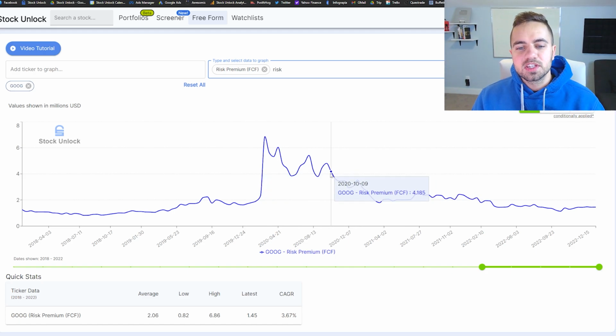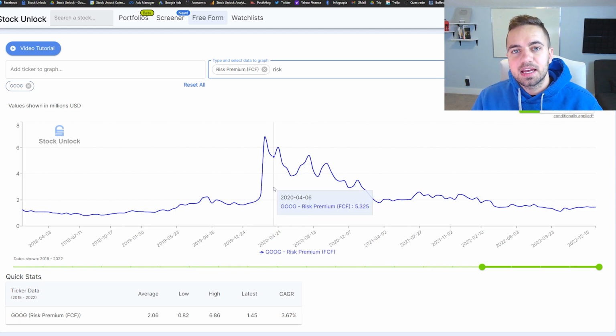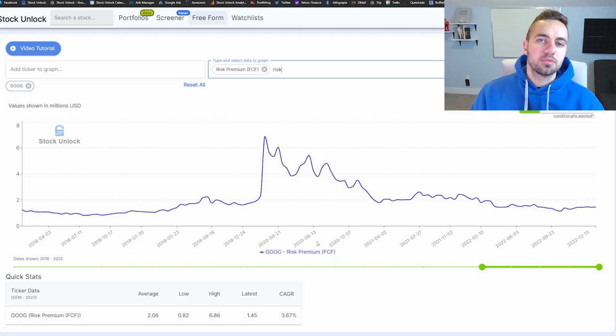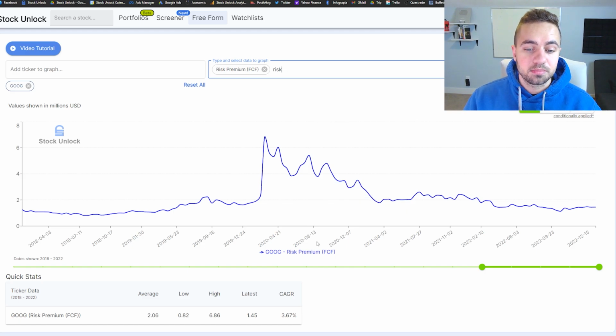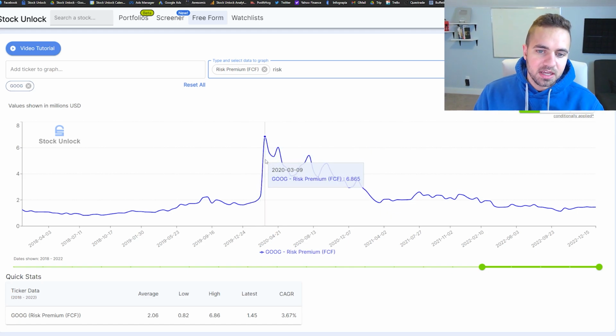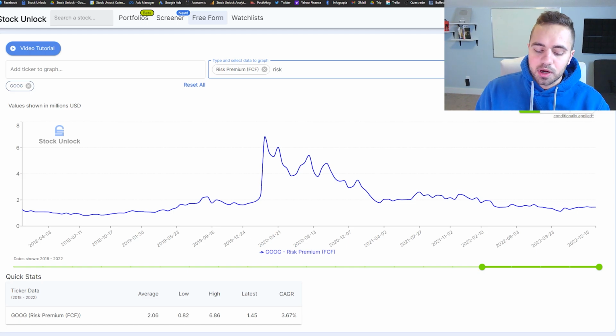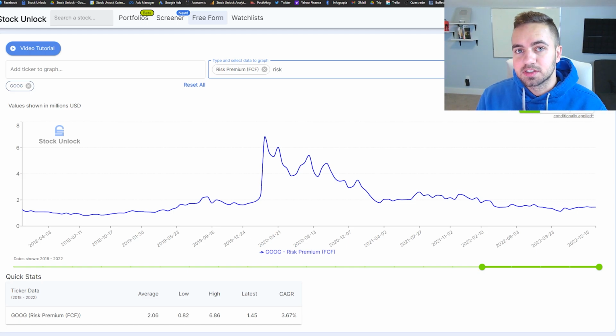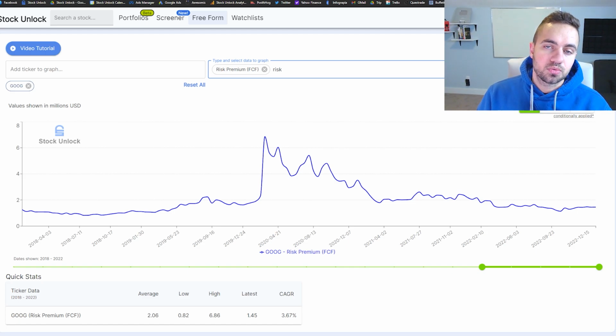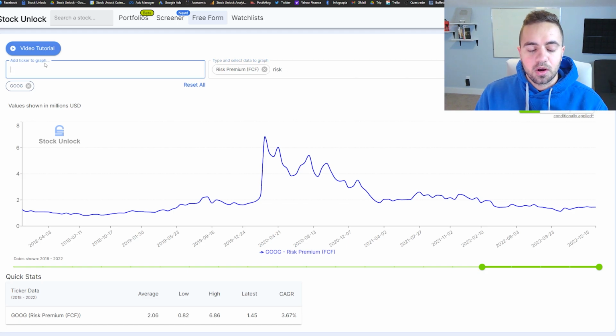But what all of this is meant to show you is that as the stock price rises, or as the price of the business rises, your margin of safety goes down. And as the price of the business declines, the margin of safety goes up, as we can clearly see right here with Google's risk premium spiking in March of 2020. So our job as investors is to find the stocks with the best risk reward ratios, or those that offer the best reward for taking on the lowest amount of risk.